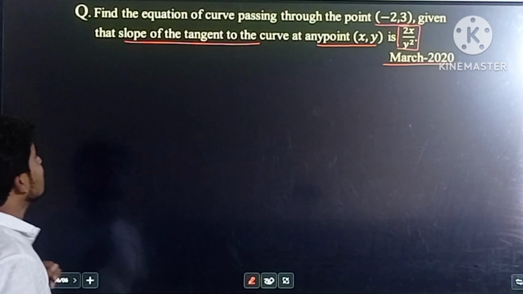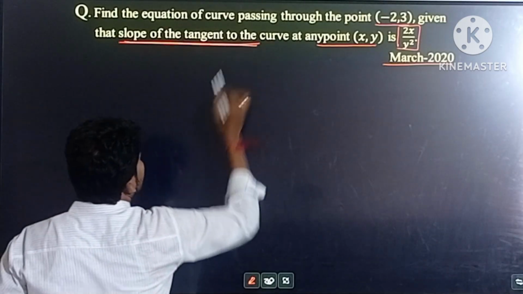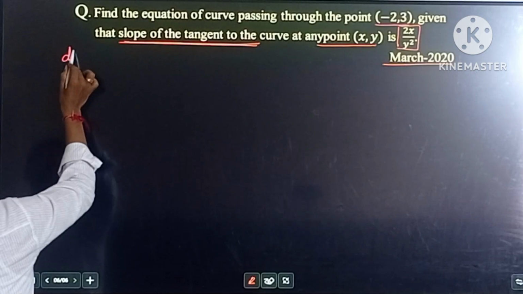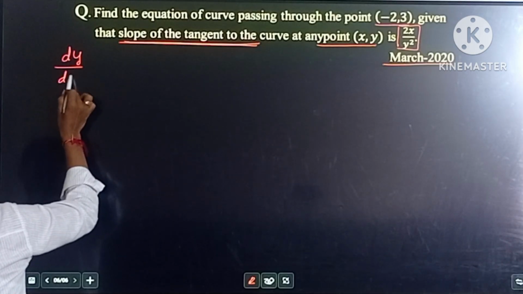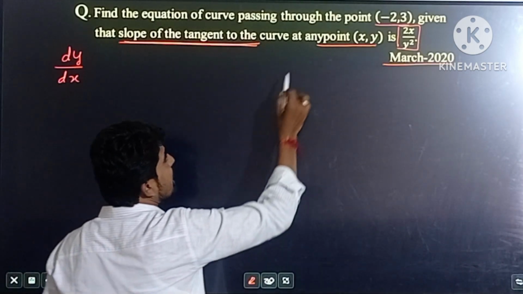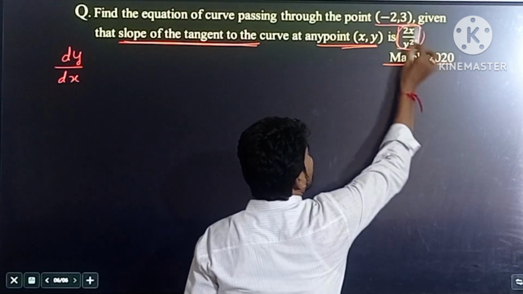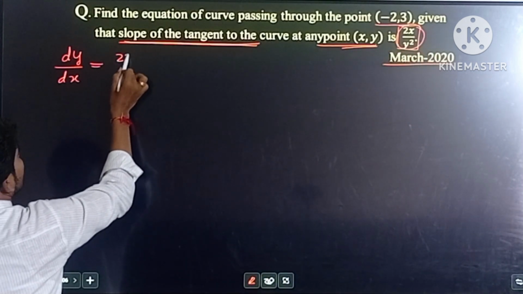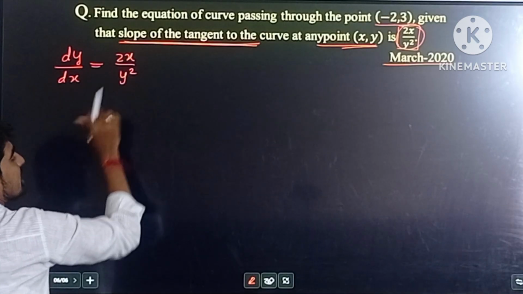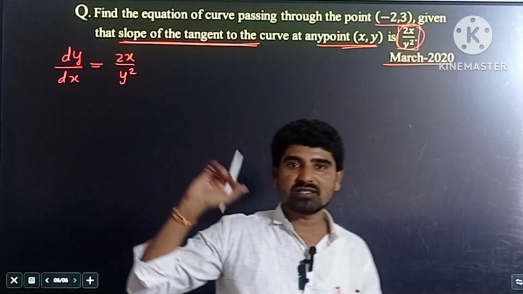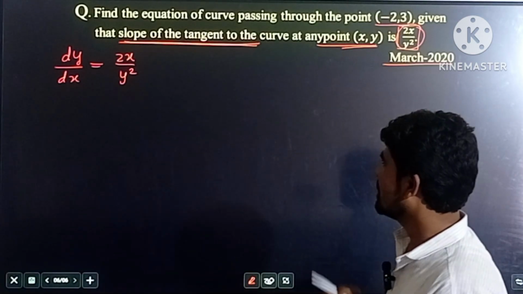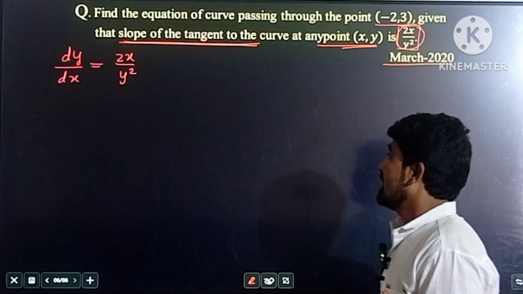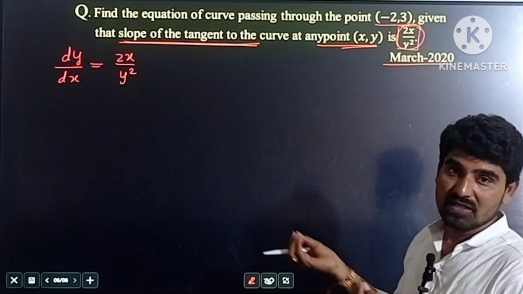So in this question, he has given the slope of the tangent. The slope of the tangent is mathematically denoted by what? dy by dx. So the slope of the tangent, dy by dx, to the curve at any point x y is equal to what? 2x by y square. Therefore, dy by dx is equal to 2x by y square, which is the given differential equation in this question. I hope all of you understood how to form a differential equation by using the given information.